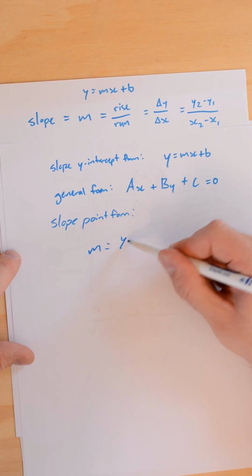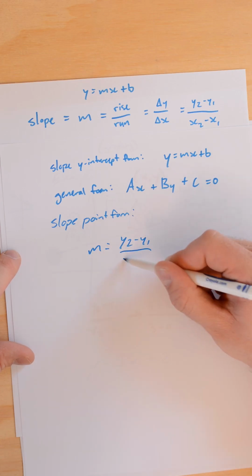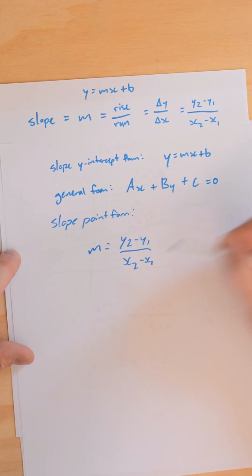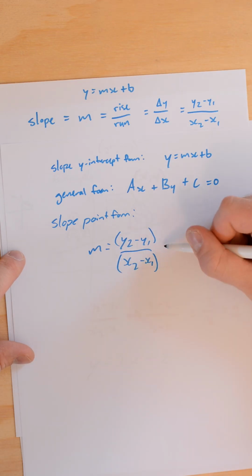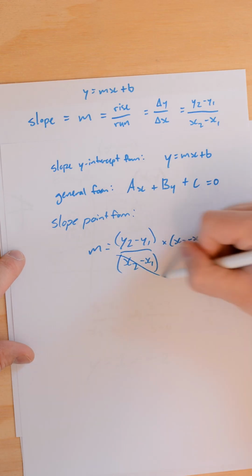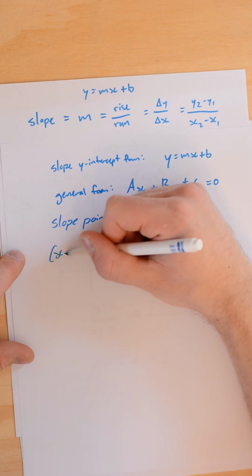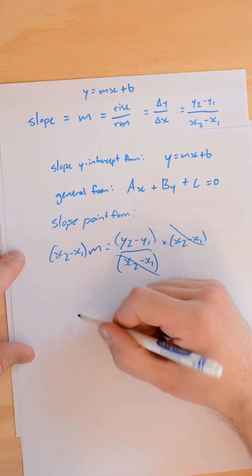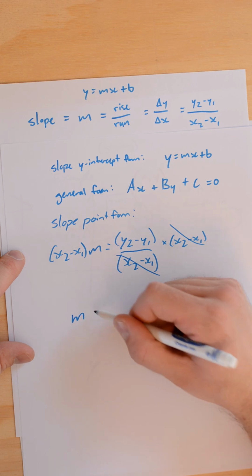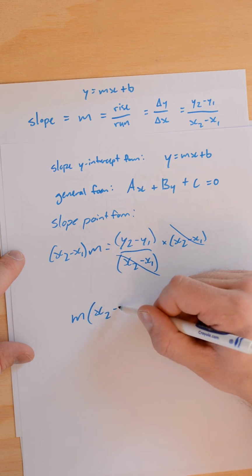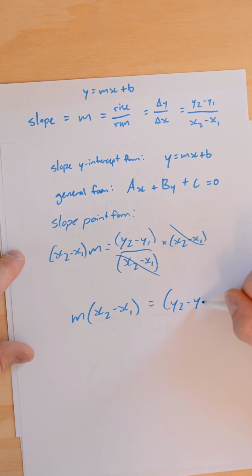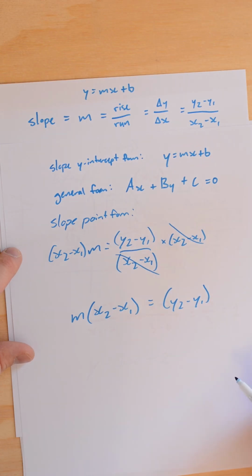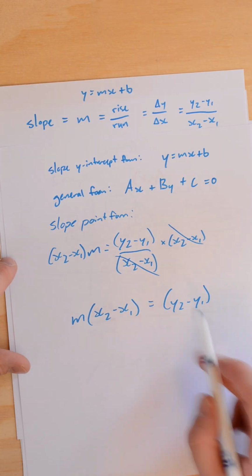Slope is equal to y2 minus y1 over x2 minus x1. If we put these in brackets and rearrange, what if I multiply both sides by x2 minus x1? Now I have m(x2 minus x1) equals y2 minus y1, just like that. This is called slope point form.